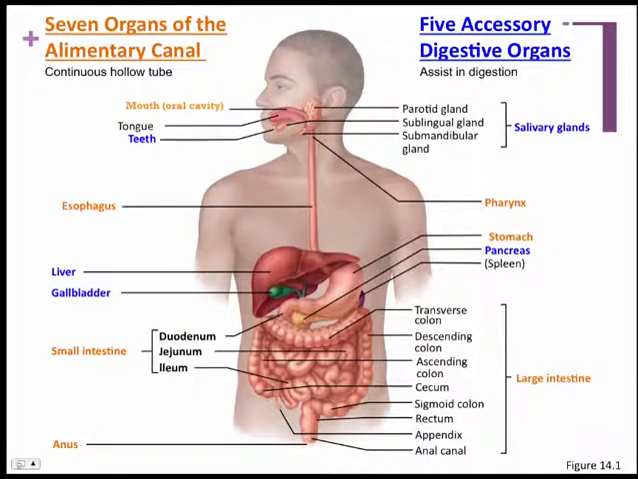We have several organs contained in this alimentary canal that we just went over: the mouth, pharynx, esophagus, stomach, small intestines, large intestines, and then out of the anus. And remember, we have digestive accessory organs which are not part of this alimentary canal but assist in the process of digestion. We have the teeth, we have the pancreas, salivary glands, liver, and gallbladder.